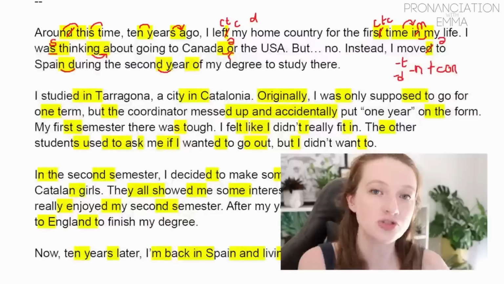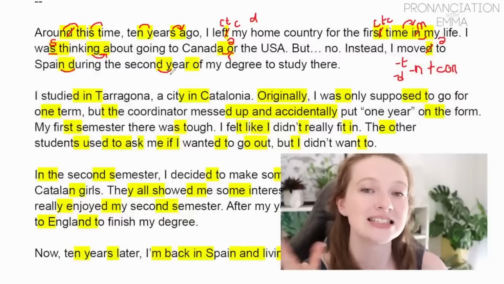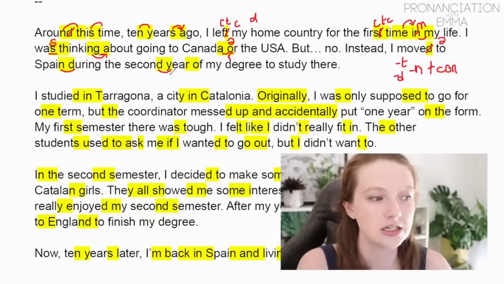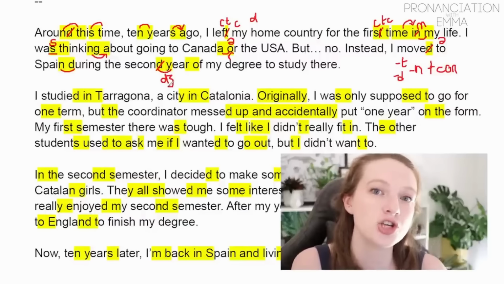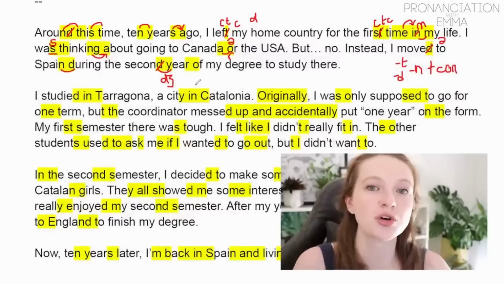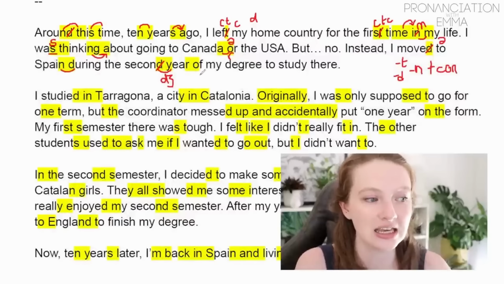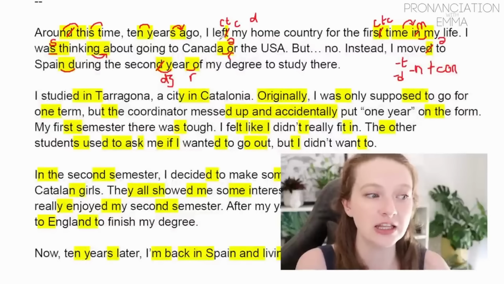So something interesting happens here. I'm not saying second year, I'm saying second year. Second year. So this d, instead of saying second, it becomes a j. Second year. Second year. The second year of my degree. We're going to link these together with what's now called the linking R. So we have the intrusive R and we have the linking R.